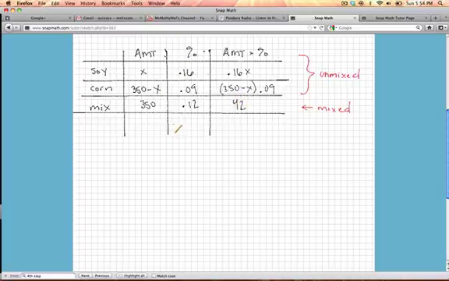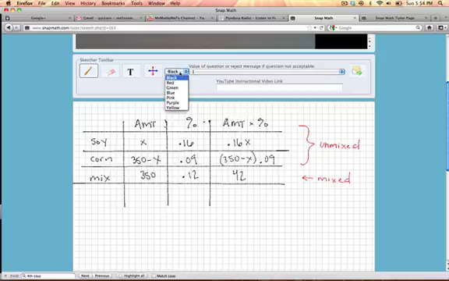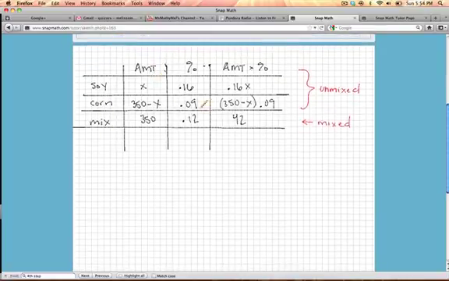Now that my table is filled in, this problem becomes very easy to approach. Between my unmixed and my mixed, I'm going to draw a line right here. The third column is the only column that I'm going to be looking at now. I'm going to put a plus sign right here, and what I'm going to do is add unmixed equals mixed.